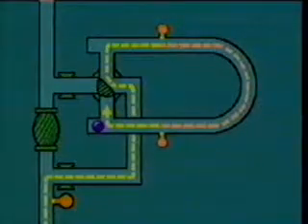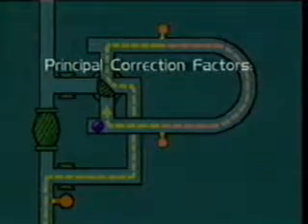The purpose of proving a meter is to produce a correction factor for the meter. This correction factor, usually noted as C prime, is used as a multiplier to the totalizer difference in order to produce volume corrected to base conditions. 4 principal correction factors are used in proving meter volume.